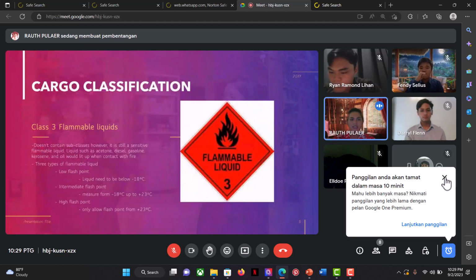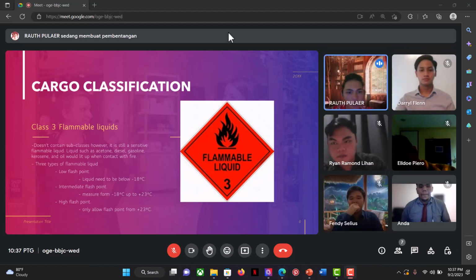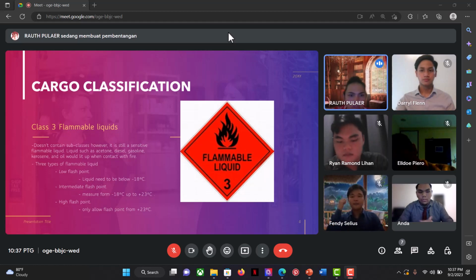So the next is class 3, flammable liquid. In flammable liquid, there are no subclasses. However, there are a few details that I would like to share. Liquids that can be included are acetone, diesel, gasoline, kerosene, and oil, which would light up when in contact with fire.